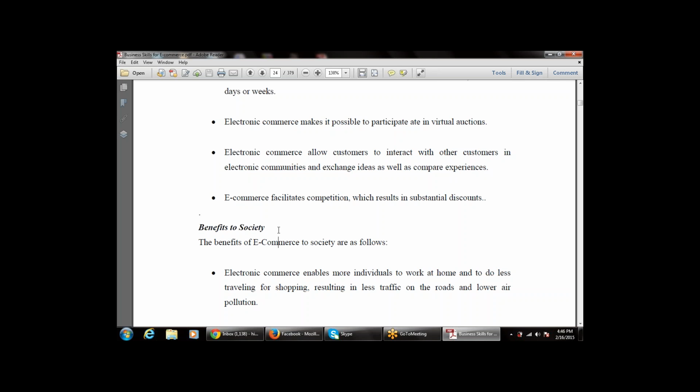The benefits of e-commerce to society are as follows. E-commerce enables more individuals to work at home and to do less traveling for shopping, resulting in less traffic on the road. That is, it makes more individuals work at home. These are the benefits to the society: it enables more individuals to work at home and to do less traveling for shopping, resulting in less traffic on the roads and lower air pollution. It enables the individual to work at home.